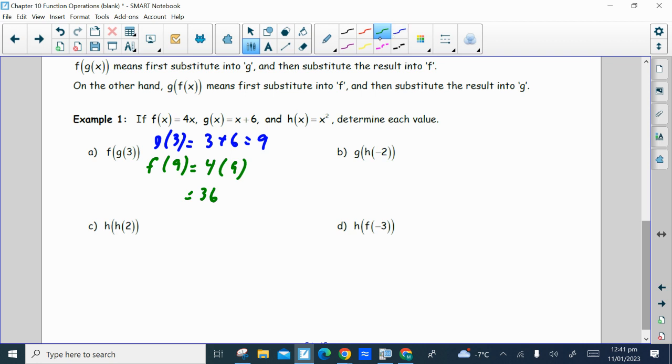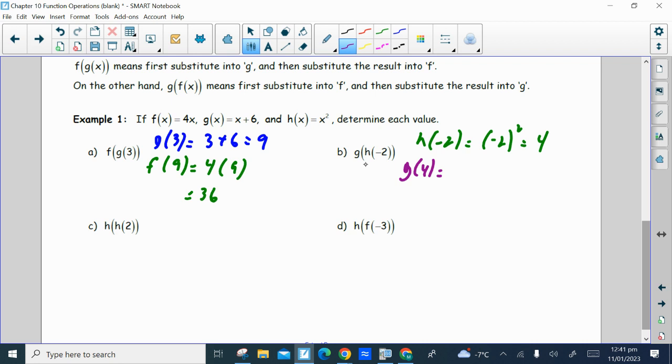Question B, again, work from the inside out. The first thing you need to do is figure out what h at negative 2 is. For that, we use the h at x function. H at x equals x squared. All of x is squared, so all of negative 2 must be squared as well. That'll become positive 4. And now we want to find g at 4.